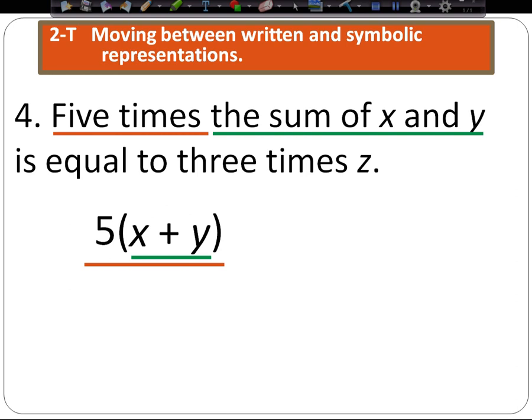So 5 parentheses x plus y is equal to, again, is just your equal sign. And then 3 times z is written as 3z. So I have 5 parentheses x plus y parentheses equals 3z. Again, make sure you have both of these written down before you move on.